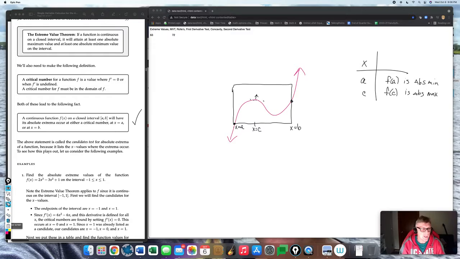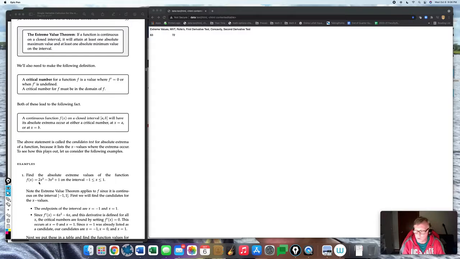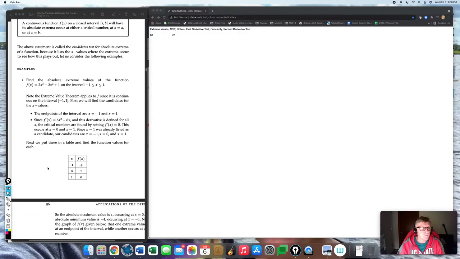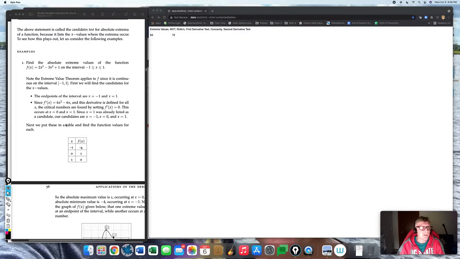Okay, so let's take a look at an example that I've typed out here. See if I can get my mouse moving up. Okay, so the above statement is called the candidates test for absolute extrema because it lists the x values where the extrema occur. To see how this plays out, let us consider the following examples.